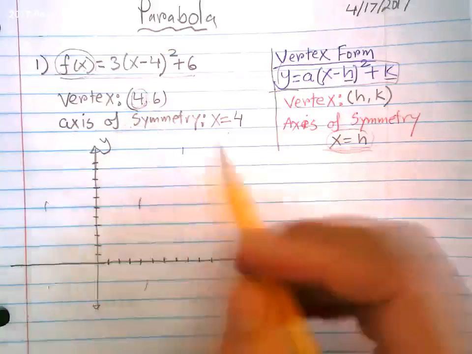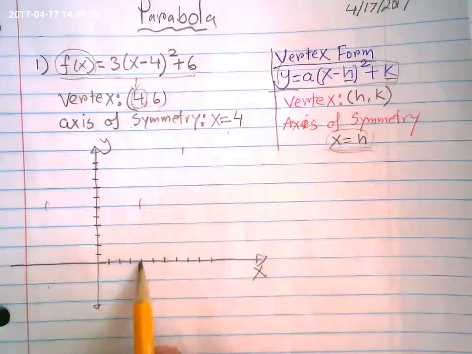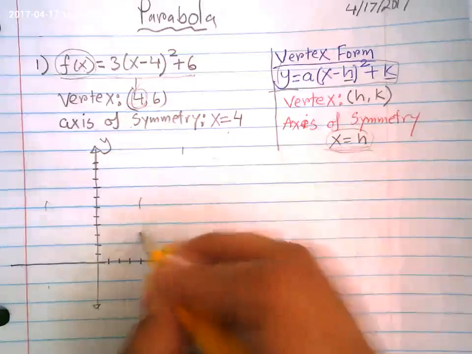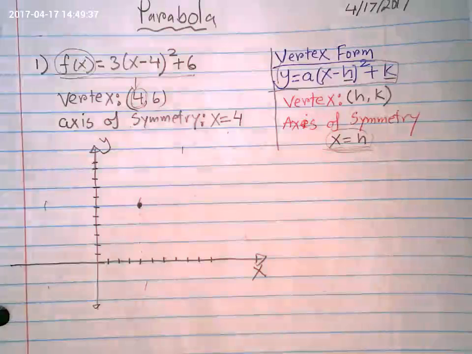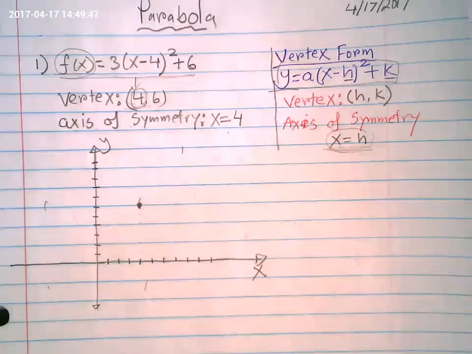4, 6, okay? This is the first. 1, 2, 3, 4, 6 up. 1, 2, 3, 4, 5, 6. So that's a bit. Are we on the same page? So draw this. Then how do I draw the axis of symmetry?